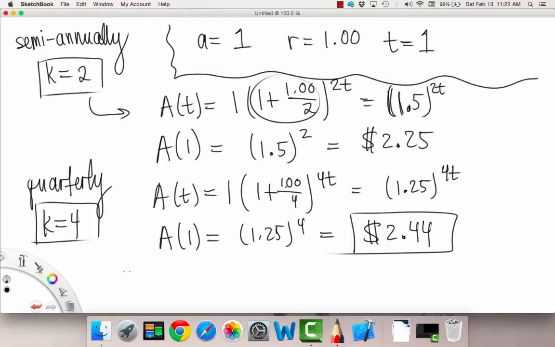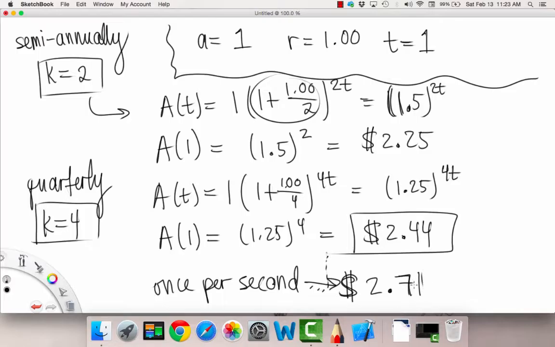So basically, as K keeps increasing, we're going to see a trend, and it's not going to go up to infinity. We will never have, like, $100 after 1 year of compounding, but we are going to approach a limit. In your book, it says if you compound once per second, which is pretty crazy, that would be a fun calculation to do. But anyways, once per second gives you a total after 1 year of $2.71. So that's basically the limit that we're approaching as we take our K to go to infinity, okay? So as you go more and more frequently, we approach this special number.